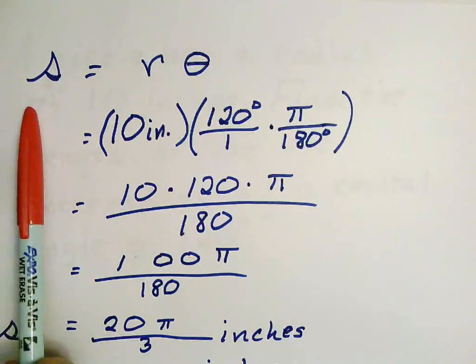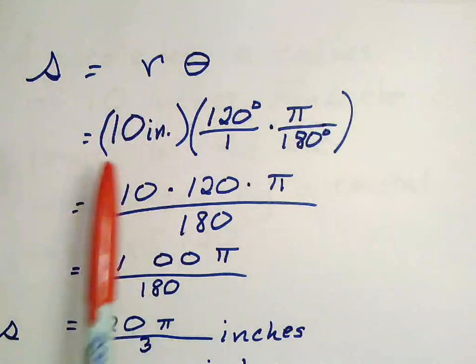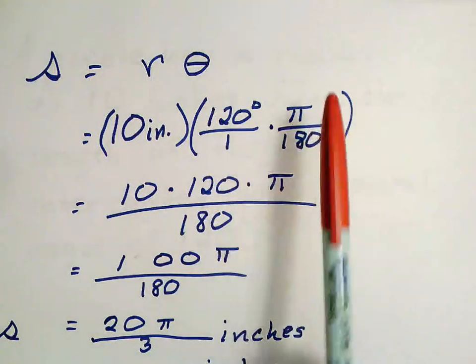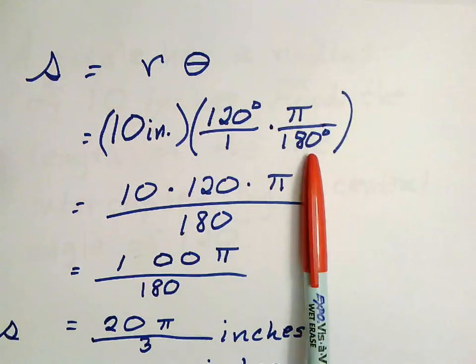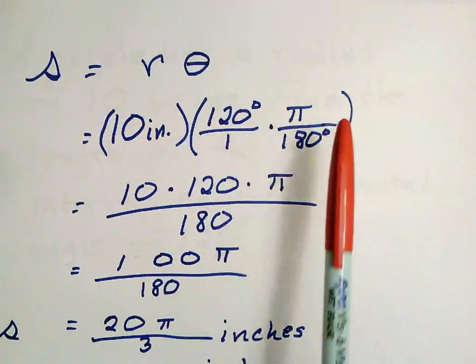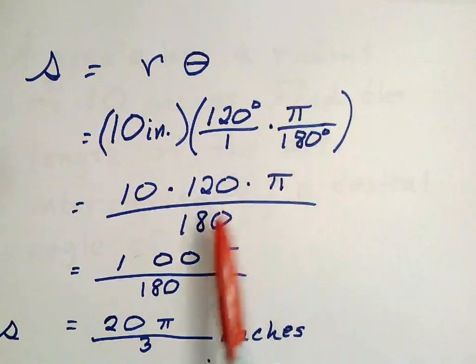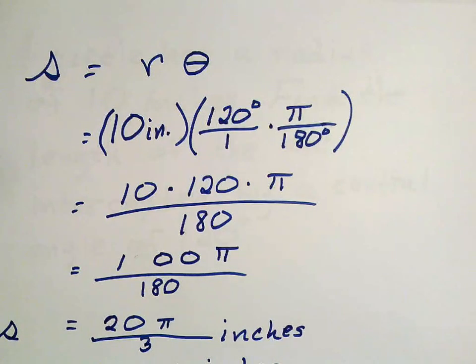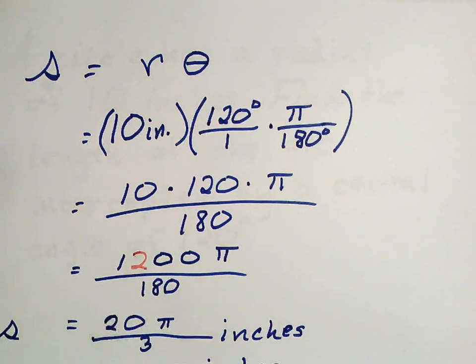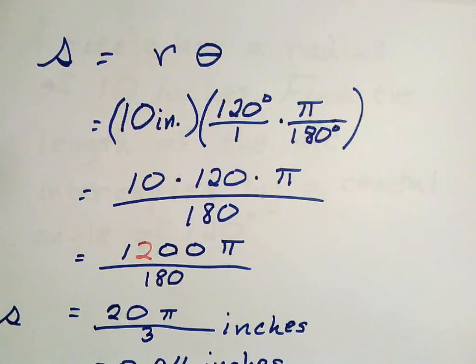So S, which is the arc length, here's our radius, 10 inches. It's 120 degrees, and I'm going to multiply it by pi radians per 180 degrees. So I'm going to multiply the numerators, 10 times 120 times pi over 1 times 180. And then this should be 1,200 times pi divided by 180.